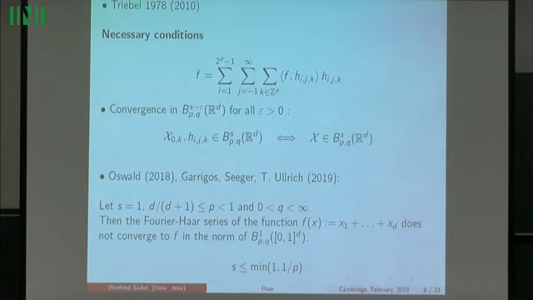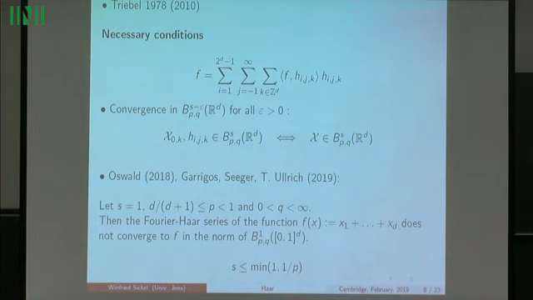And then in 2018, in the paper by Oswald, probably it's also somewhere hidden in the recent manuscript of these three authors, one can find the following transparent argument. If you consider s equals 1 and p less than 1, then the Fourier Haar series of this simple function here does not converge to f in the norm of this space. That means this is also a situation you have to avoid.